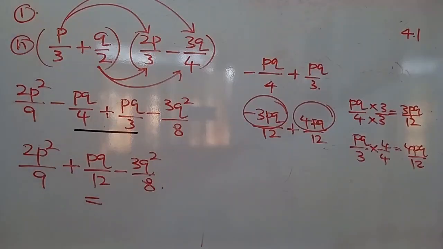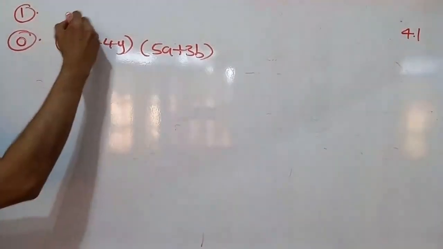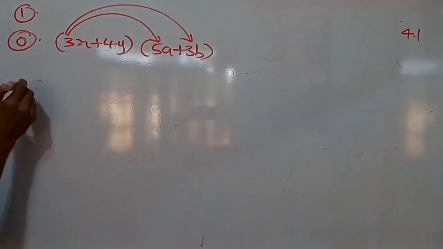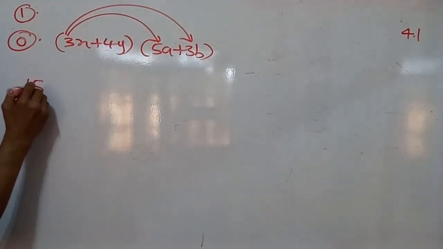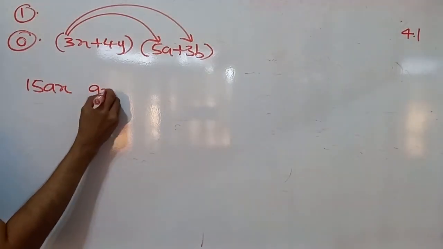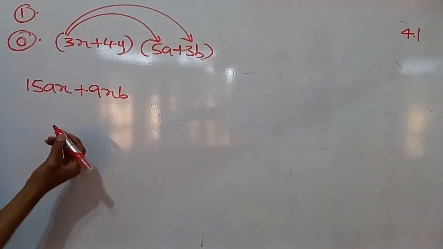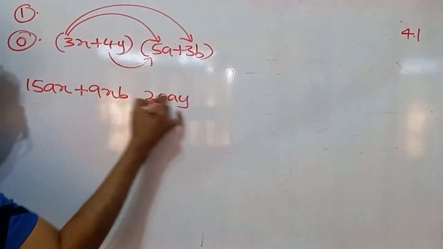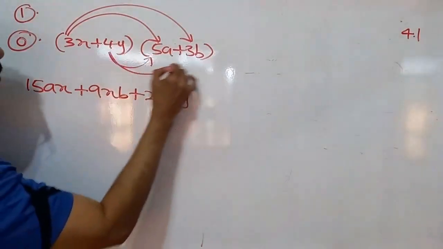එතකොට මොකද වෙන්නේ? 2p squared by 9 positive pq by 12 minus 3q squared by 8. This is the answer. So 3x into 5a, 3x into 3b, right? So here we get what? 15ax. ඊළඟට 9xb. So that is positive. ඊළඟට මෙතන මොකක්ද දෙන්නේ? 20ay, that is also positive. ඊළඟට මෙතන මොකක්ද දෙන්නේ?